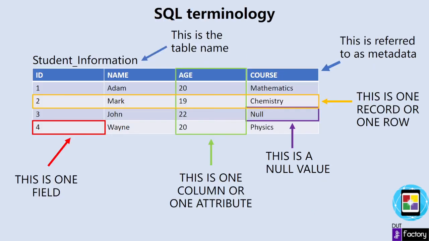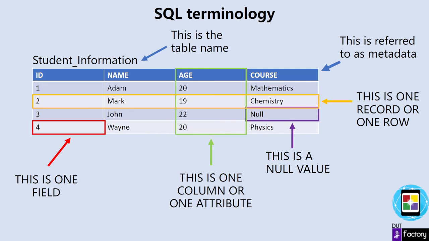There's also some important terminology that goes with storing a table using SQL, which I have highlighted in the slide. For example, this table represents typical data of what may be stored within an SQL database. The table name is called student information. The table is made up of vertical columns or attributes and horizontal rows or records.